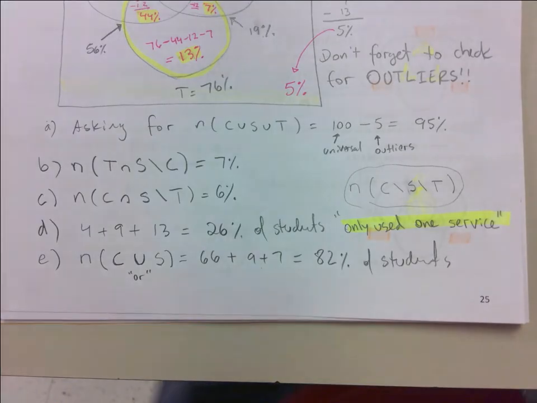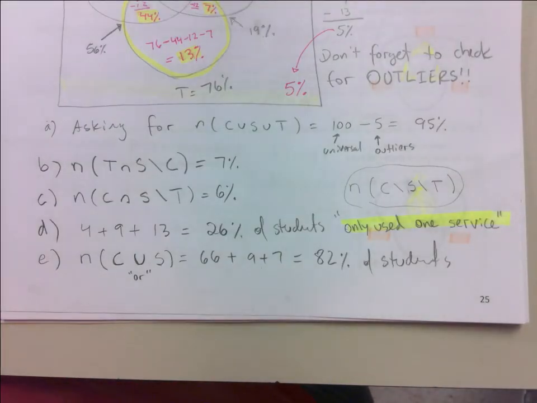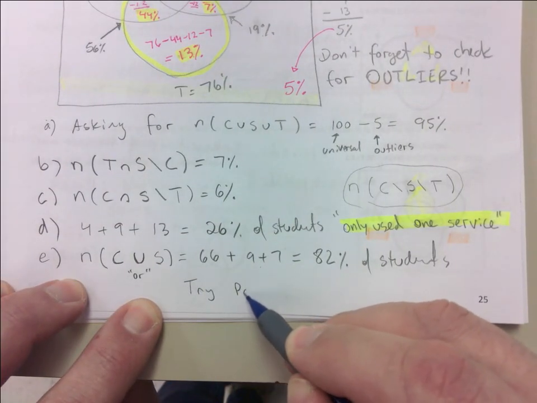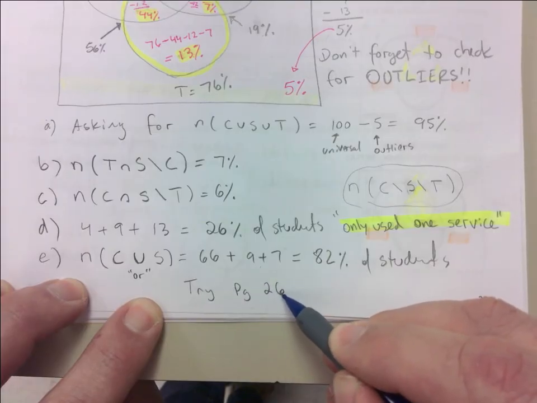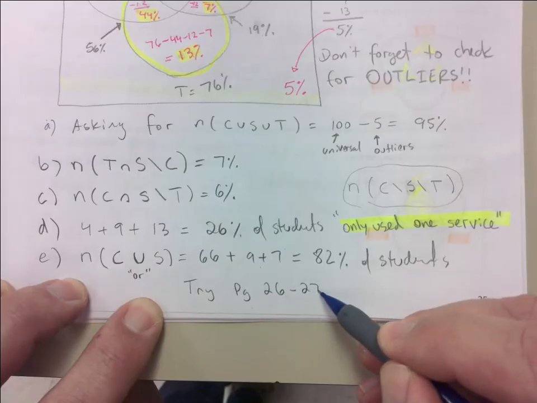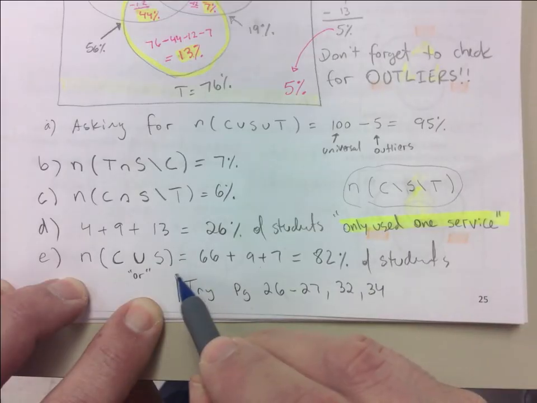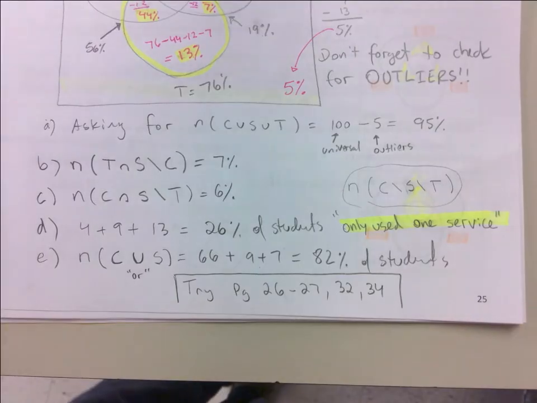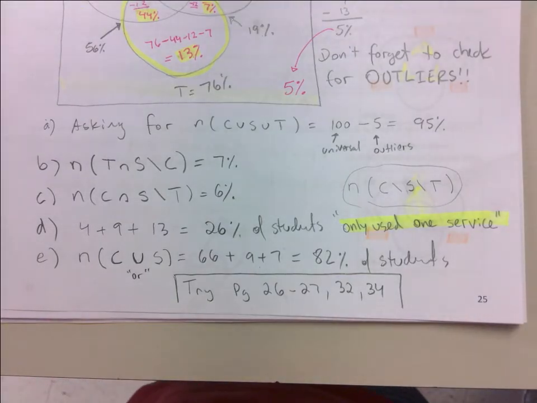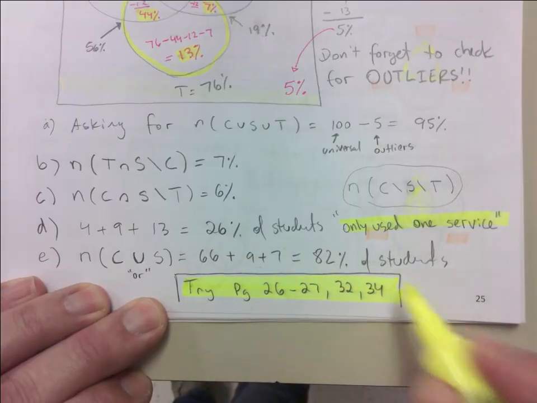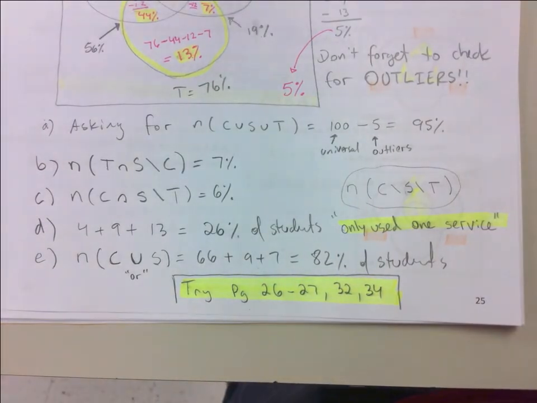So here are the pages that go with this particular type of question. The pages are going to be a little scattered: 26 to 27, 32, and 34. The questions are somewhat scattered. So for this type, that's where you find them. All right, I'm done. I'll post the key.